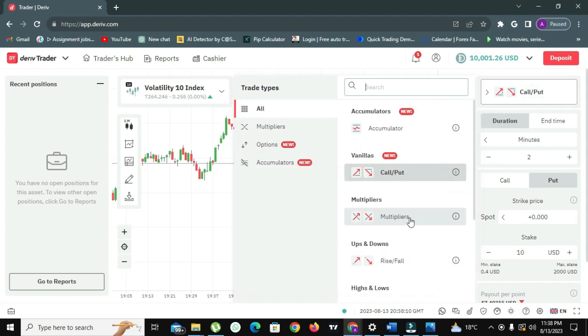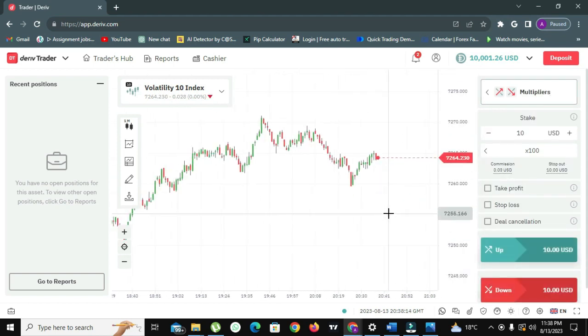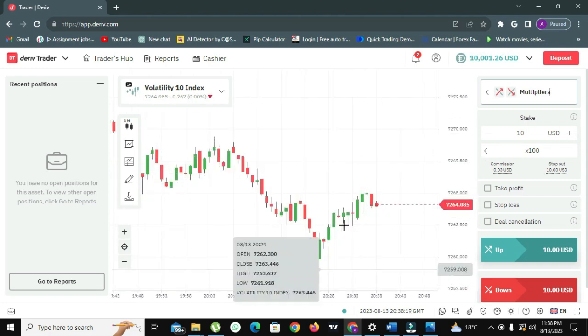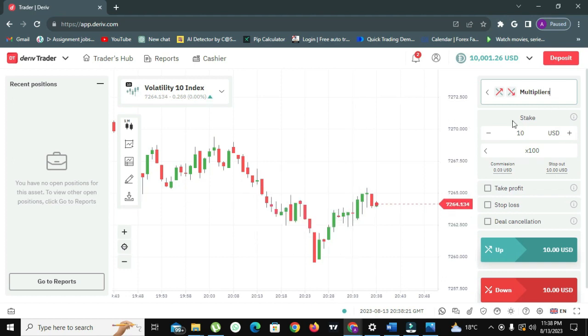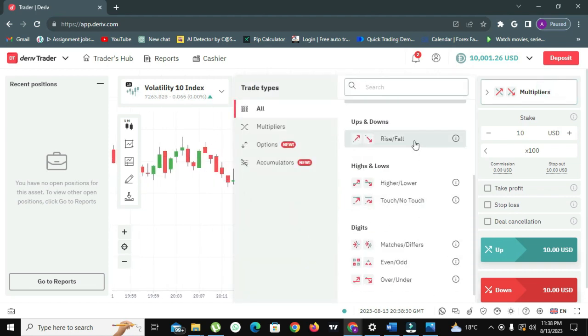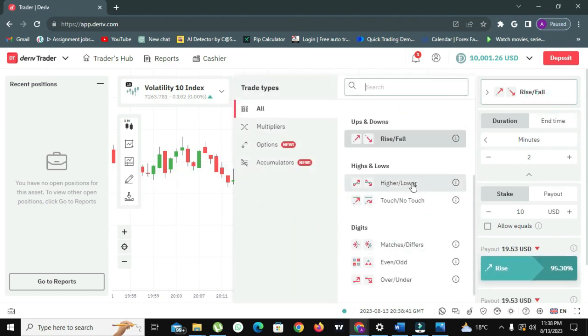Then we have multipliers. If you do forex and want to try these, without going to MT4 and MT5, you can also use multipliers. They are good because they have stop losses and deal cancellation whenever you want. I never trade multipliers. I find them complicated. Rise and fall is the same as call and put. The only difference is that you can cancel, you can sell at a particular time. But they're pretty much the same. Highs and lows are the best.